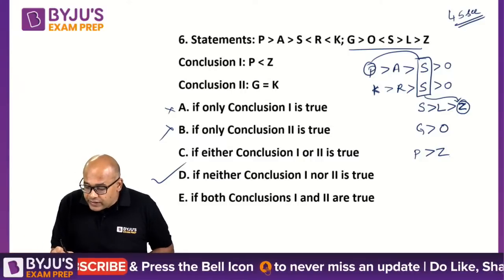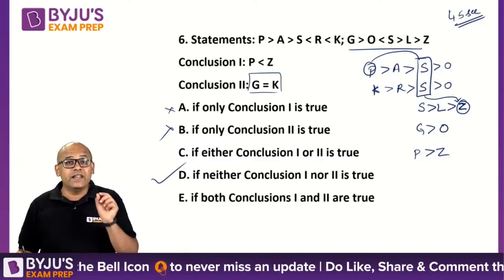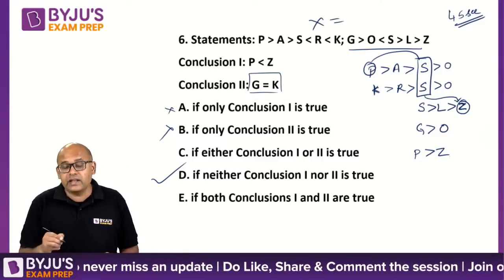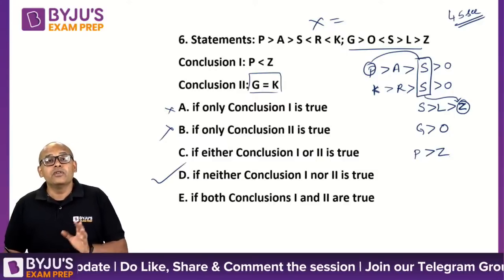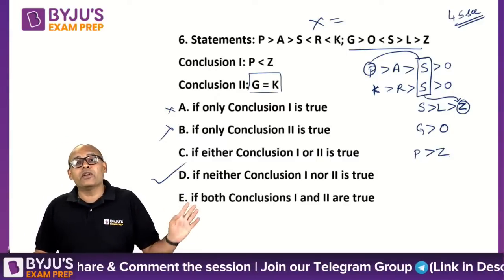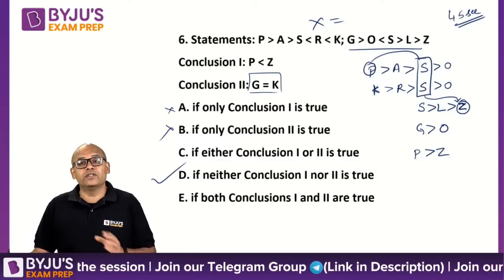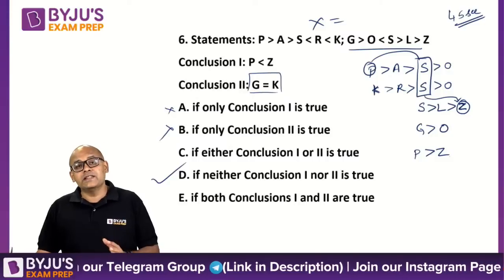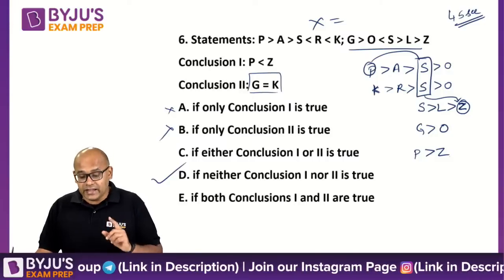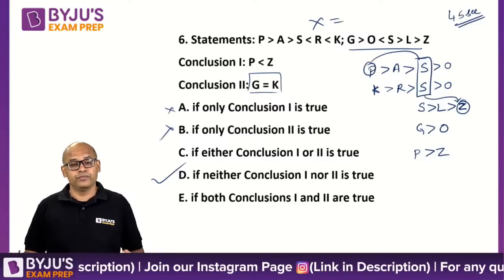So be careful about these kind of things. Don't waste your time searching for it. There is an equal to sign in the options, but there is no equal to sign in the entire question. So you cannot conclude that. Straight away you can say that. I didn't even check anything. If you notice, you will be saving some time there. Hence the correct answer is option D. Neither 1 nor 2 are true. Okay?